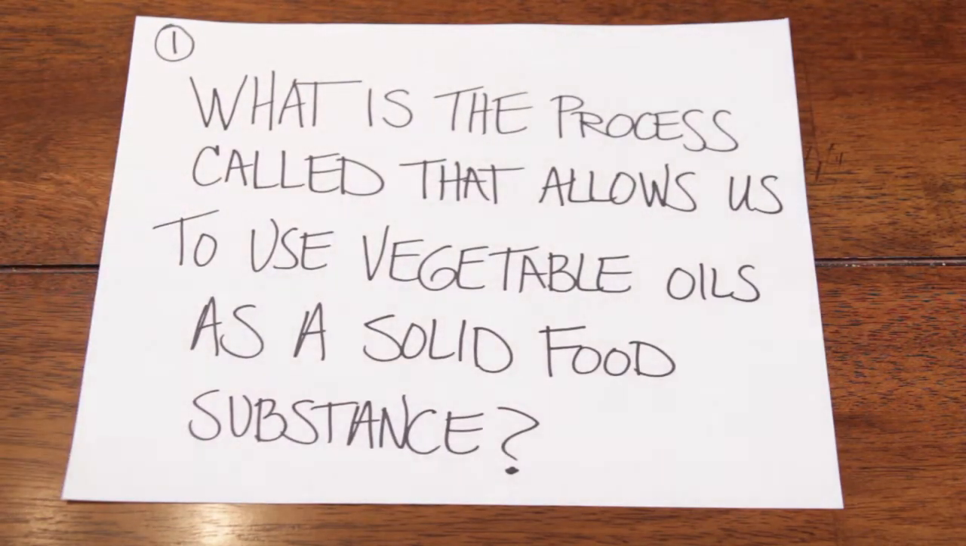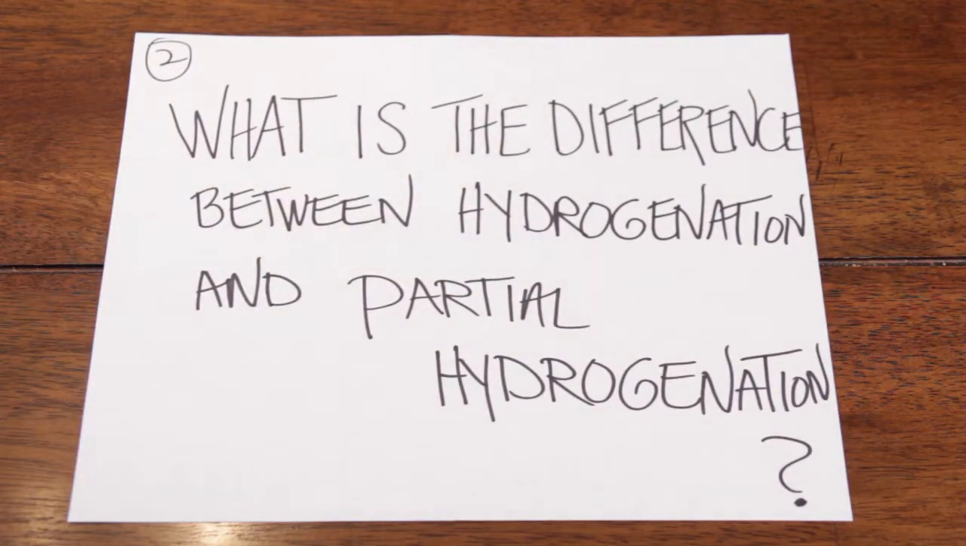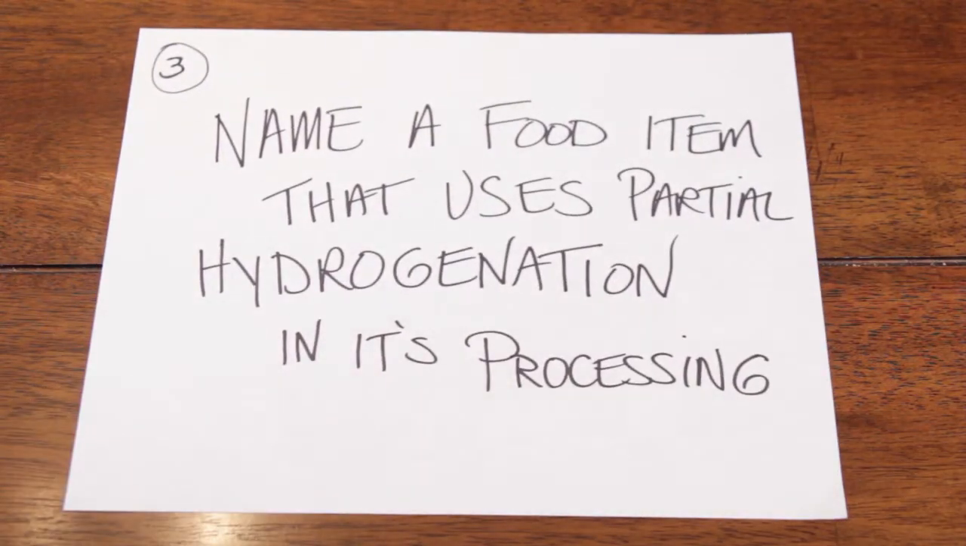What is the process called that allows us to use vegetable oils in solid food substances? Number 2, what is the difference between hydrogenation and partial hydrogenation? And finally, I'm going to have you be thinking about why trans fats are not good for you and which popular food items use partial hydrogenation in processing them.